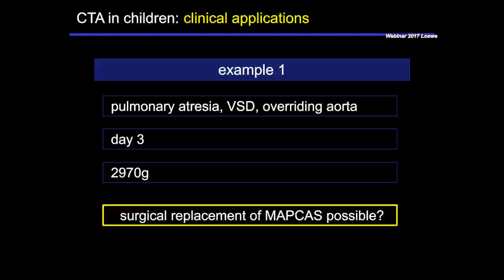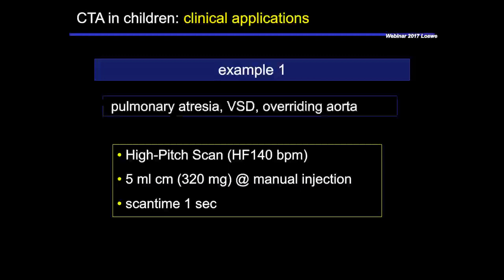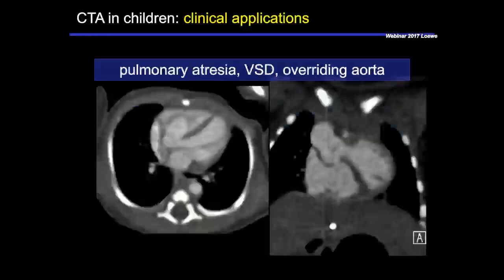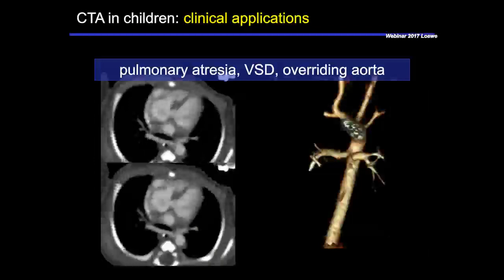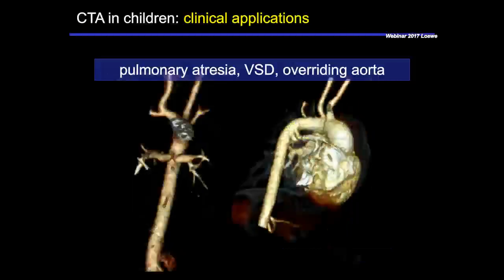And I'm really happy to show you those images. 5 mL of contrast were given with manual injection. No sedation, heart rate 140, and the image quality is like that. So we see perfectly this ventricular septal defect, the overriding aorta here, and of course these MAPCAs, these aorto-pulmonary collateral arteries. There is no normal pulmonary artery, and this was perfect for further planning of the surgery.